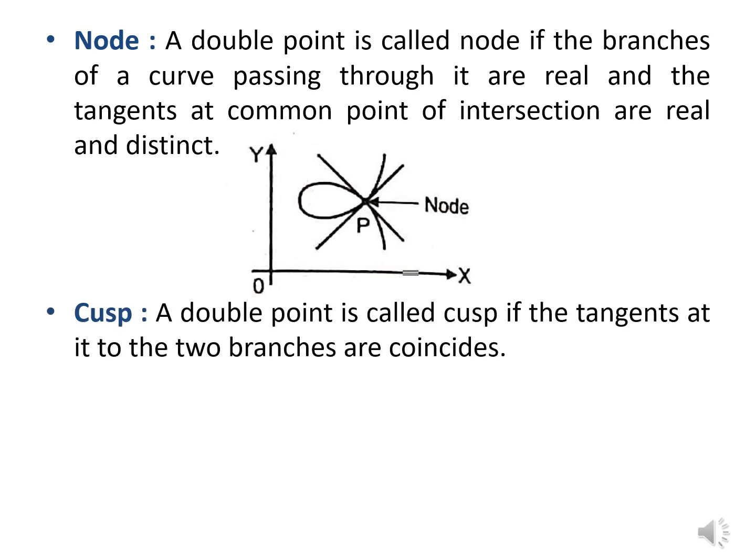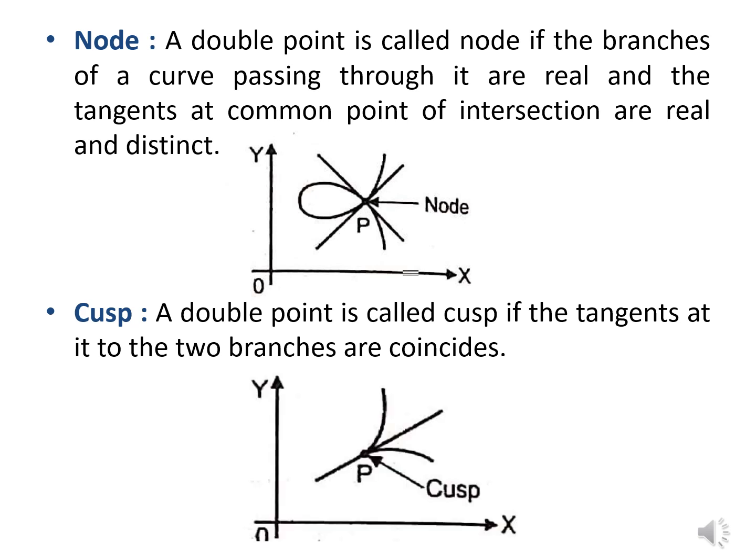Now the second type is cusp. If you are getting two same real tangents at the double point, that means one branch of the curve is touching one side of the same tangent and the second branch of the curve is touching the same tangent but from the other side. That means here two branches are touching the same tangent at the same point. That means here two branches are also touching each other. That means it is a type of cusp.